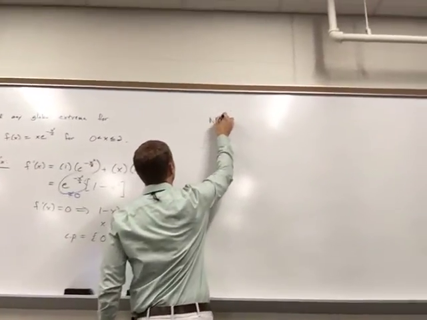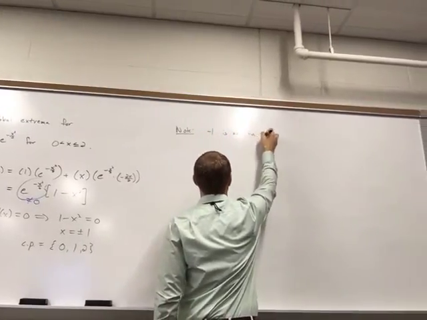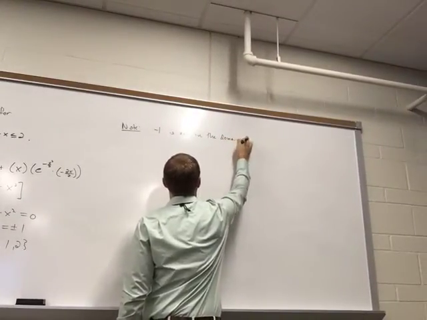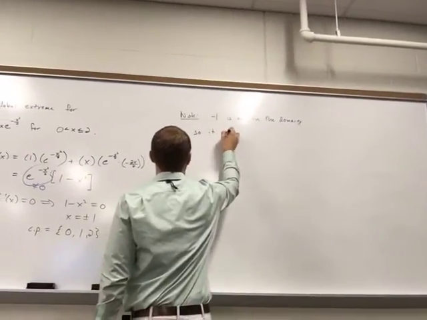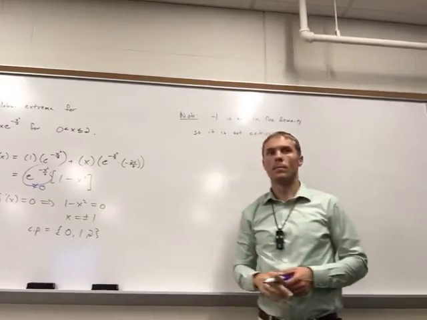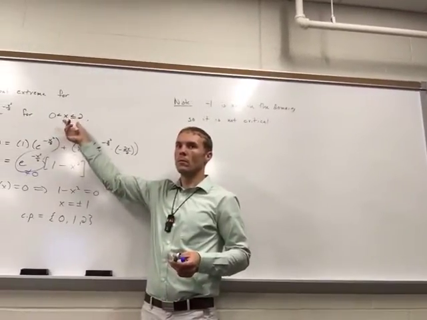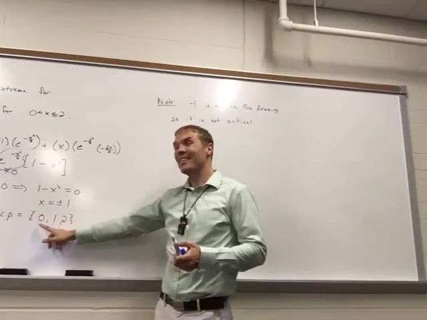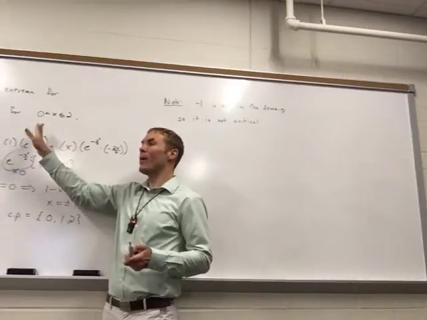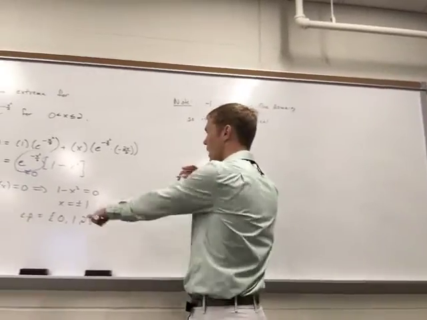Note, negative 1 is not in the domain, so it is not critical. Again, we only worry about these values. So 1 is good. 0 technically isn't in the domain, but based on what we discussed previously, we're going to count every endpoint, open or closed, as critical. So we've done step 1.